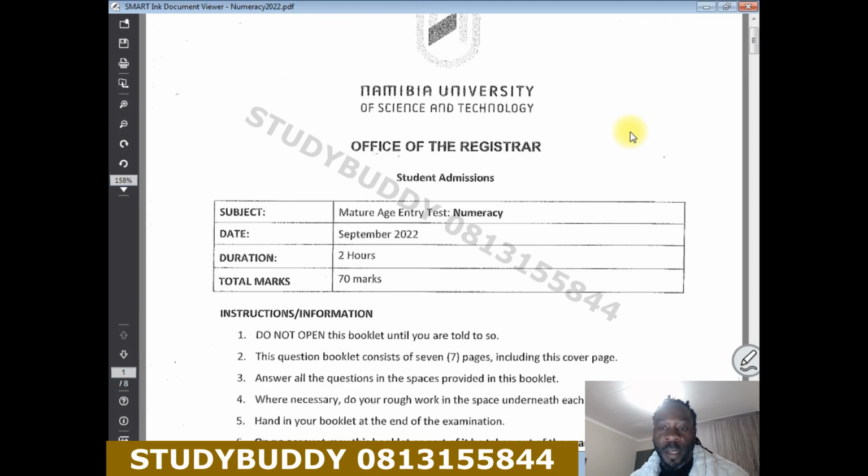Hi guys, let's work on the September 2022 paper. It's a 2-hour paper, but we'll push through it as fast as possible so that you can see that it's very easy to get this thing done in no time.